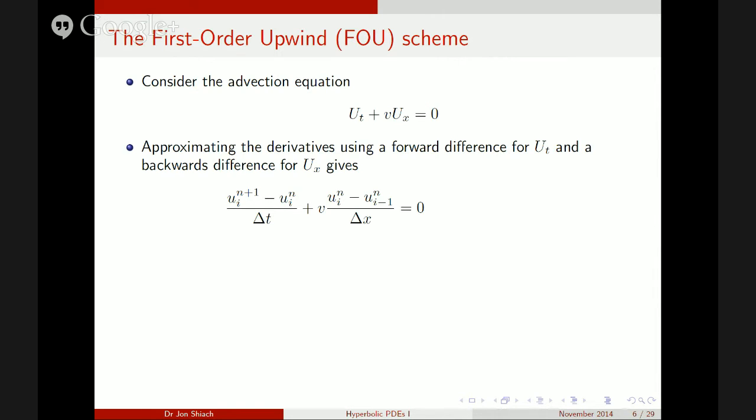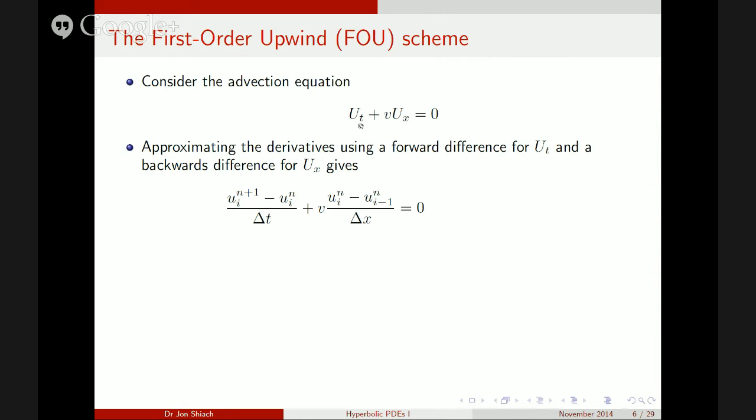So if you recall, this is what the advection equation is. Similar to what we did with the elliptic equations, I'm just going to approximate the time derivative using a forward difference and the space derivative using a backwards difference. So remember the finite difference toolkit, that was chapter 2 in the notes.